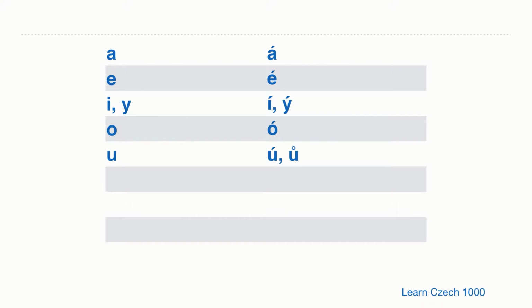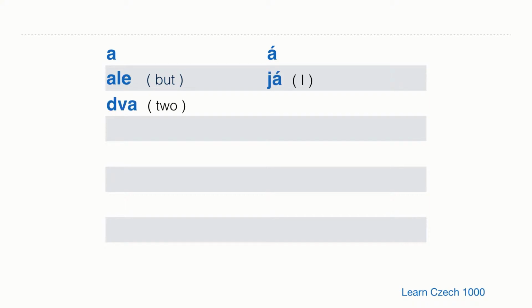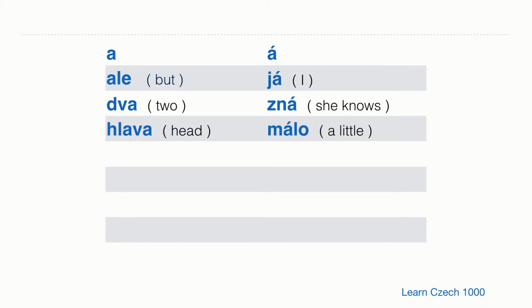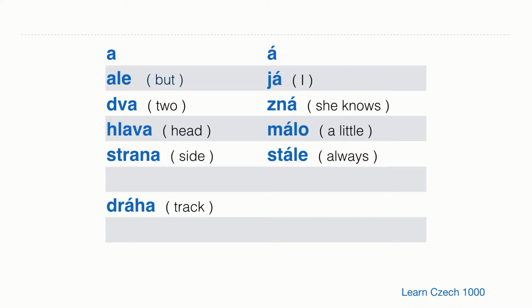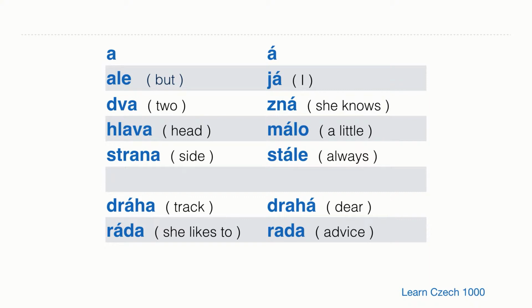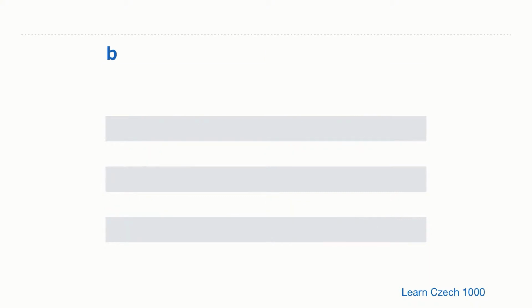So let's read a few example words for the letter A. Ale, já, dva, zná, hlava, málo, strana, stále, dráha, drahá, ráda, rada.